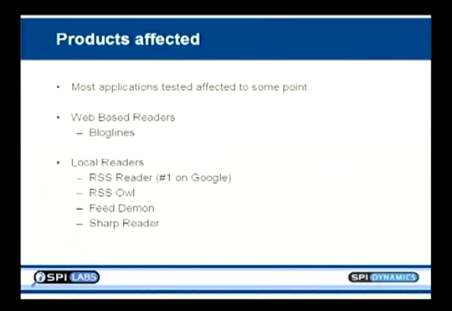So here are some products affected. There's actually some more, but I'm currently working with a bunch of vendors, and I just want to respect them to allow them to fix this problem. So Bloglines obviously was affected. RSS Reader, which again, you Google RSS Reader and it's the number one reader.